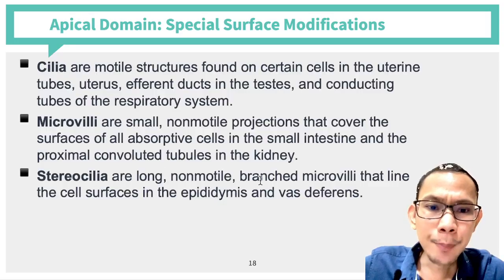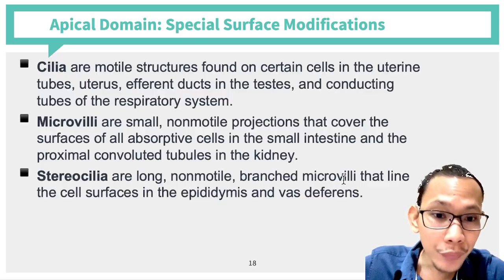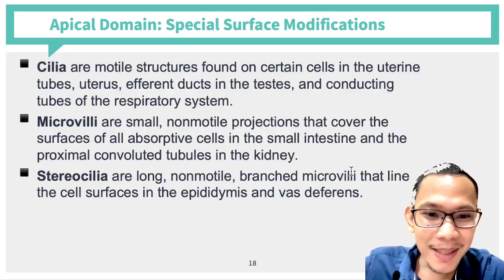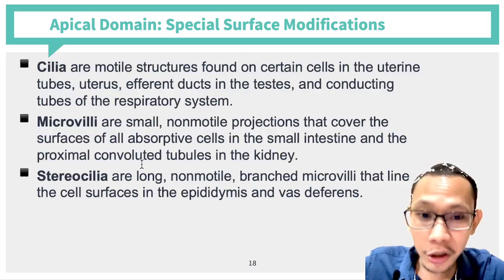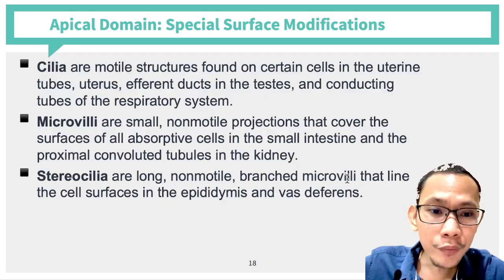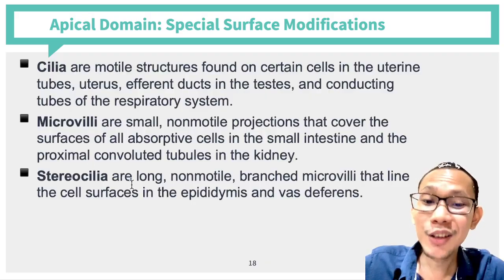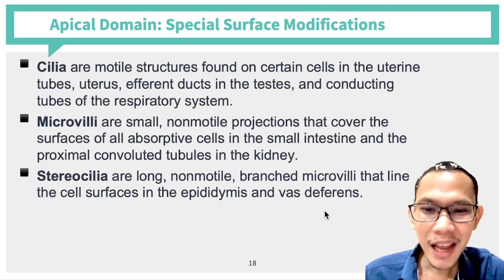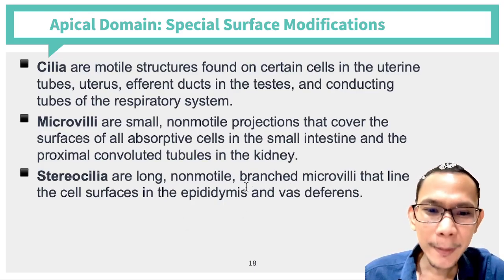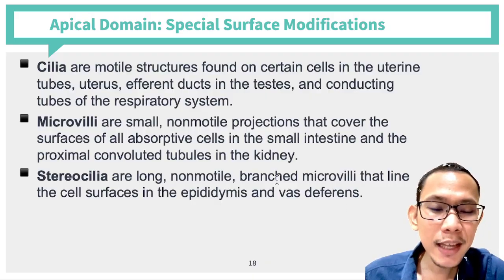Your stereocilia are branched microvilli. Of course, because they are long, they are just similar to your microvilli, but then again, they are longer. And they are branched microvilli that line the cell surfaces of your epididymis and your vas deferens. Again, please take note, stereocilia. Remember, epididymis and your vas deferens.